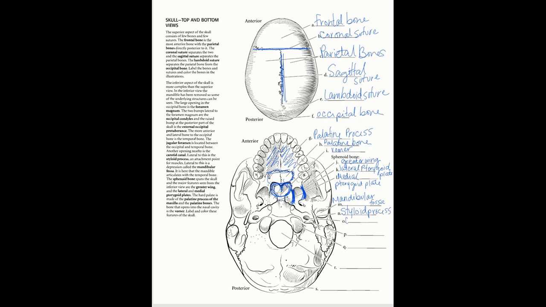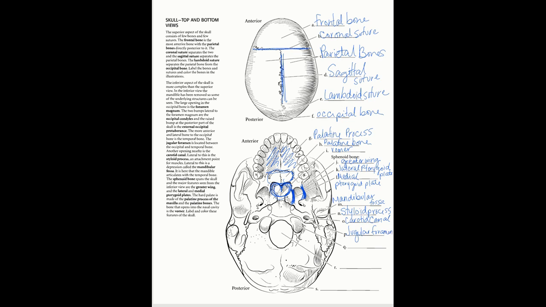O is our carotid canal. This is going to be the entrance for the internal carotid artery. And just against it, we have the jugular foramen. Okay, so this is where the jugular vein is going to pass through.